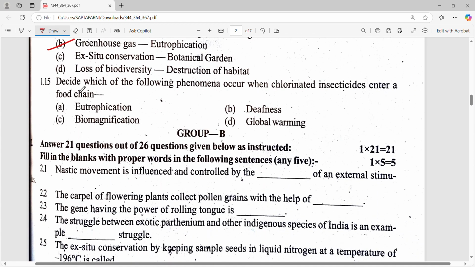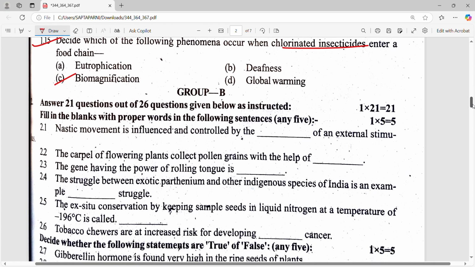Next, decide which of the following phenomena occur when chlorinated insecticides enter a food chain. See, chlorinated insecticide like DDT, these are the causative agent for biomagnification. Okay, so correct answer is biomagnification.